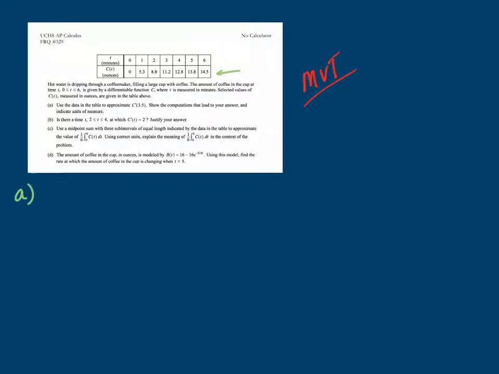All right, here we go with the same scenario. It's asking for the derivative at a point, right? And so you can't do that with data. You only can do an estimate of the average rate of change. So for A, they asked for C prime of 3.5, which is approximately equal to the average rate of change. You would go to the one above it and the one below it. So C of 4 minus C of 3 over 4 minus 3.